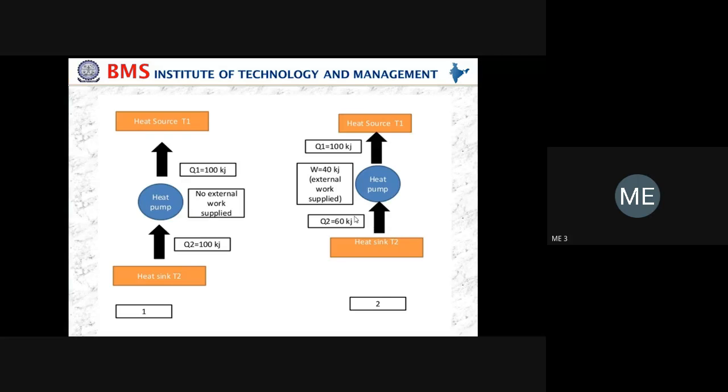Okay, Q2 is 60 kilojoule and 40 kilojoule. How do you get the net work input? It is nothing but 100 minus 60. So the work input is nothing but 40 kilojoule. So the second diagram follows the Clausius statement, and the first diagram violates the Clausius statement because no external work is supplied.